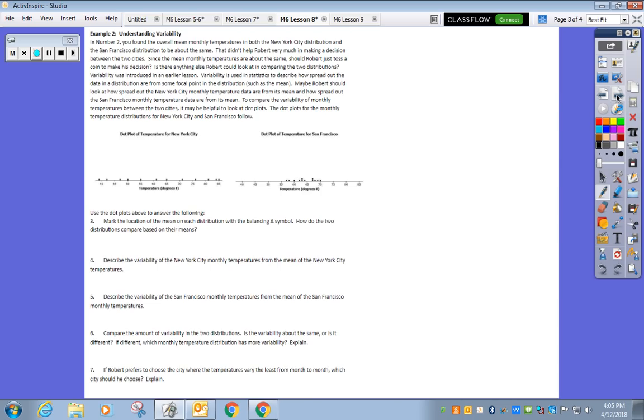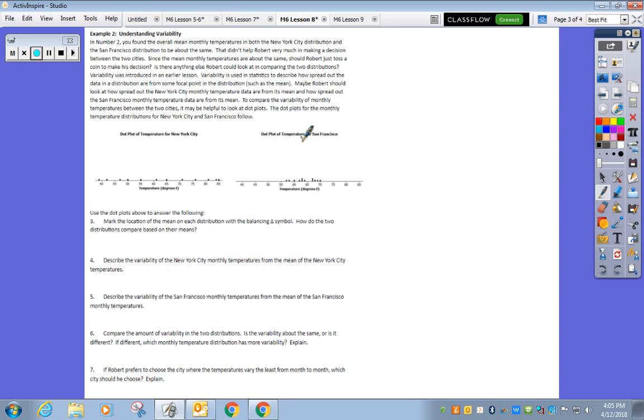To compare the variability of monthly temperatures between the two cities, it may be helpful to look at dot plots. The dot plots for the monthly temperature distributions for New York City and San Francisco follow. So you'll notice that we have New York City over here with all of our dots, the 12 dots for each of the months, and the same thing for San Francisco.